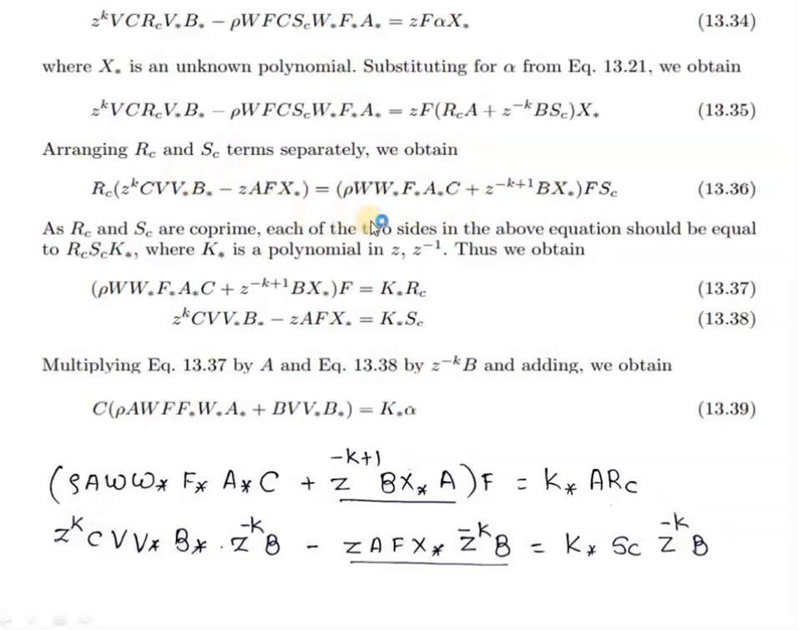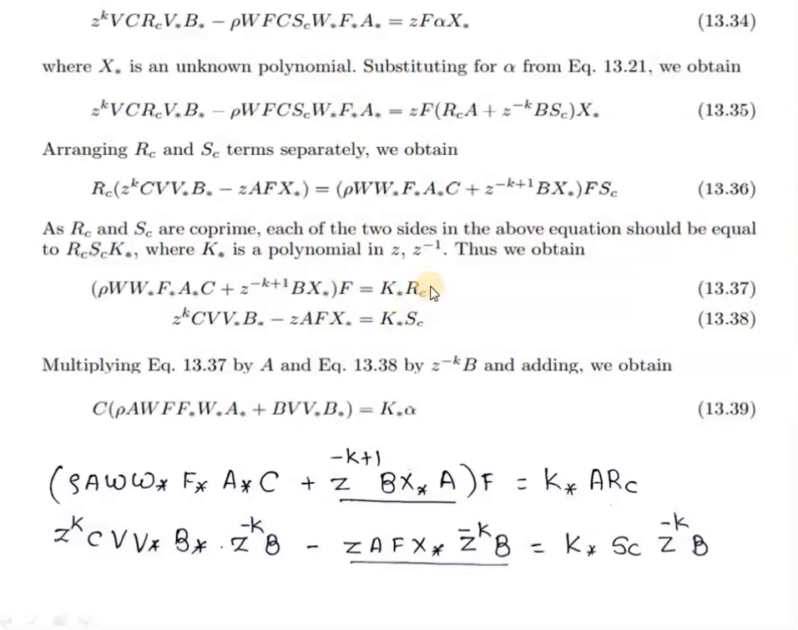This term we have to move to the right hand side, and here we can get this term divided by this term equals Rc by Sc, and this whole term is nothing but K star into Rc. We just divide this term with the help of this term, and we get Rc by FSc. By comparing these two terms, we get these two terms here. Now we have to multiply the first equation with A.